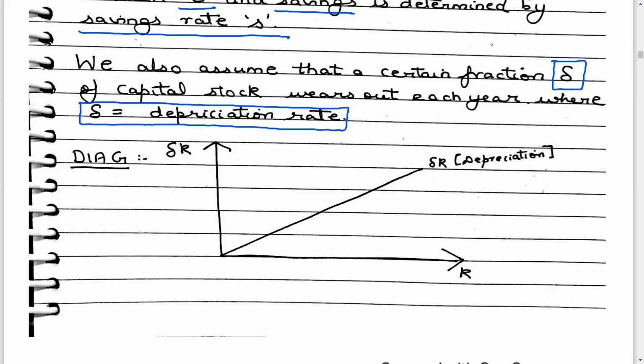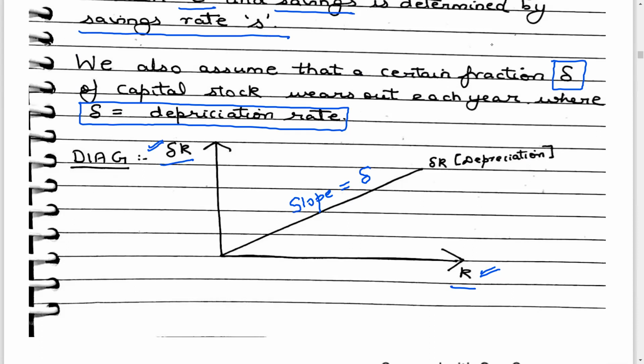So guys, if I plot the depreciation line, you can see on the horizontal axis capital stock per worker, on the vertical axis delta k. If I plot the delta k line, it's going to be a straight line passing through the origin, right? And what will be the slope of this line? Slope of this line will be nothing but delta. When you plot the delta k line, how is it going to look like? You have k here, you have delta k here.